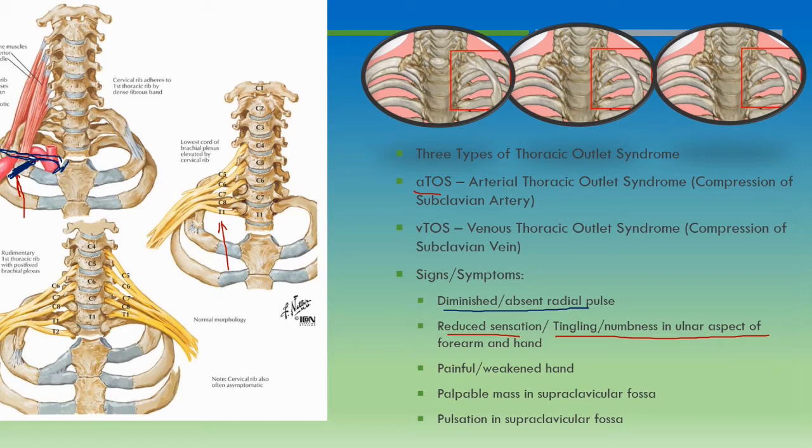And then examinees will report a painful and weakened hand. There may sometimes be a palpable or pulsatile mass in the supraclavicular fossa. And depending upon your examinee's description of symptoms, that will give you a good idea as to which of the structures are being compressed at the thoracic outlet.